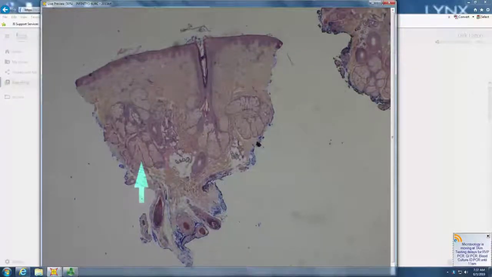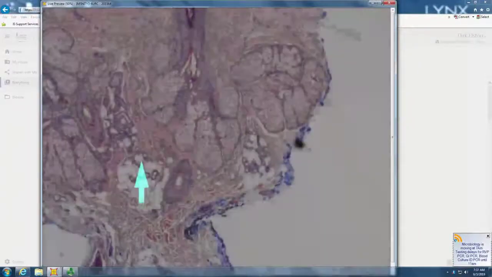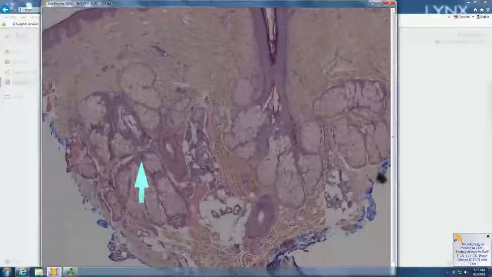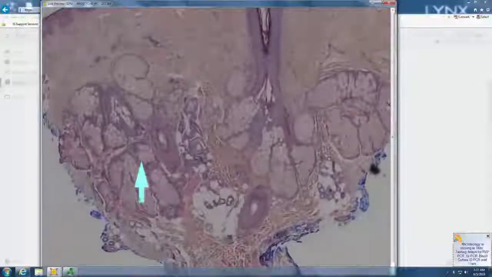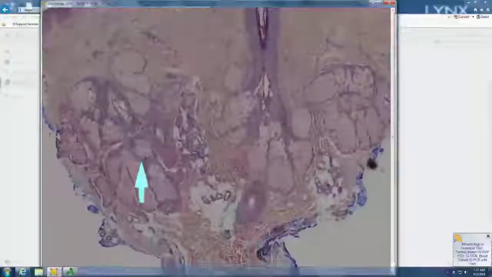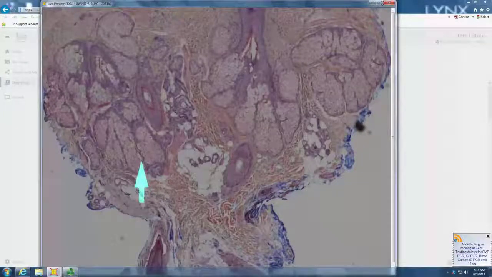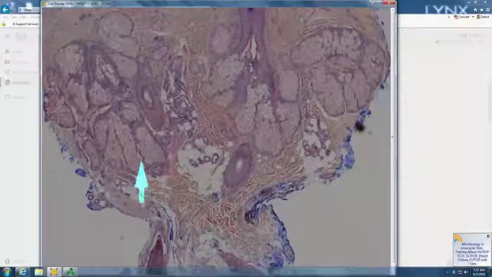So looks like we have an increase in sebaceous glands. Maybe just sebaceous hyperplasia? Yeah, it could just be sebaceous hyperplasia. Could be, if it's a guy with a greasy scalp, could be normal androgen effect.